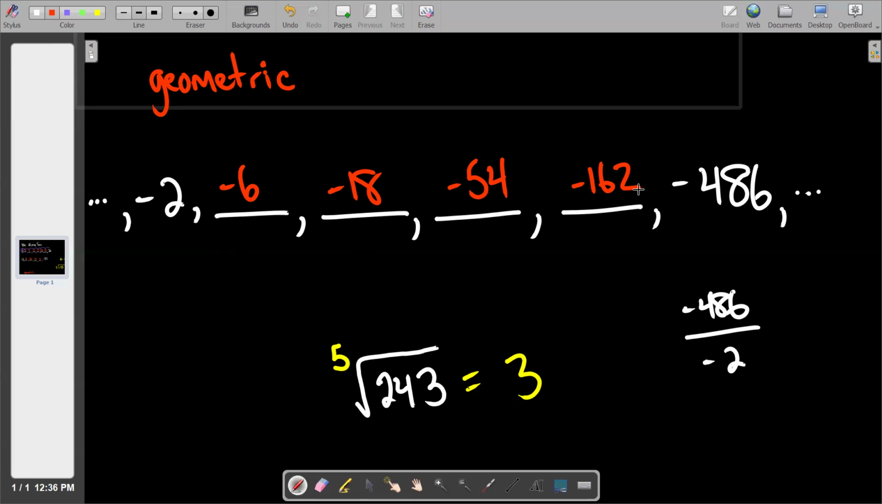So when doing arithmetic, it's subtract and then divide. When doing geometric, it's divide and then root. Let's practice. That one's a little bit rougher. Let's practice it just a couple more times, and then we're done.